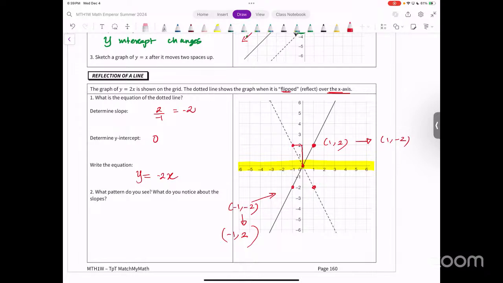What pattern do you see? What did you notice about the slope? So what's happened to the slope? Original slope is 2, isn't it? When you reflect, the slope became negative, isn't it? So slope switches to its opposite, isn't it? To its opposite from the original line.